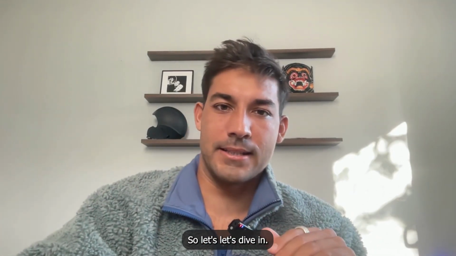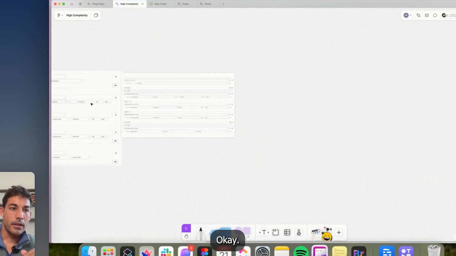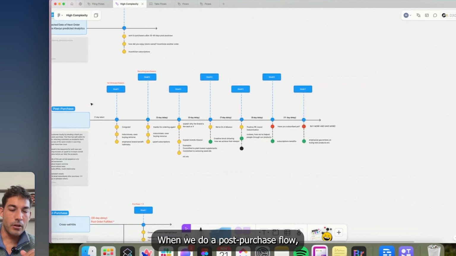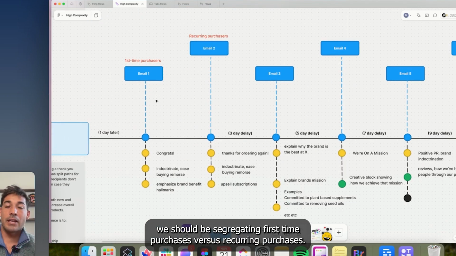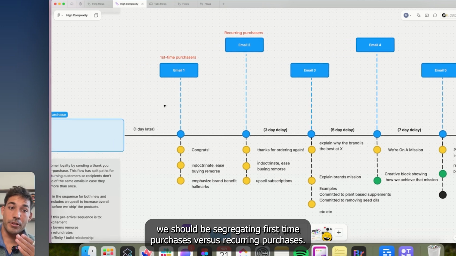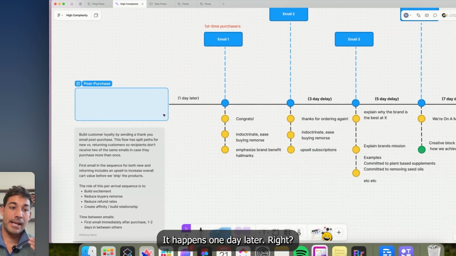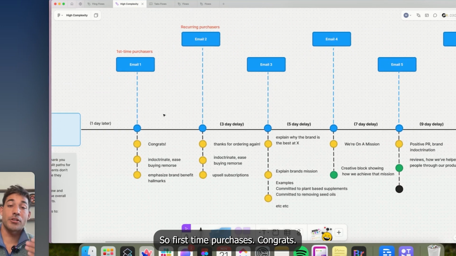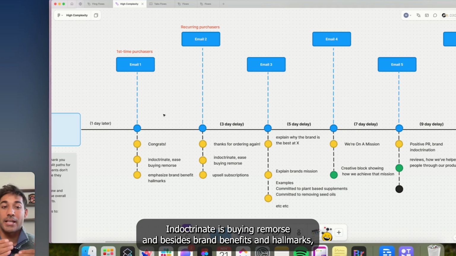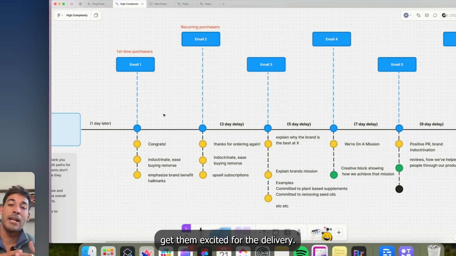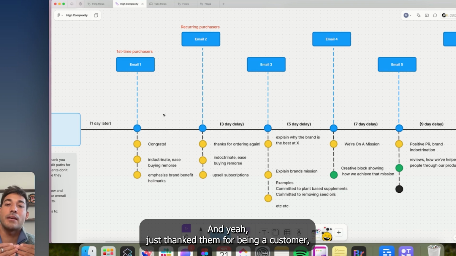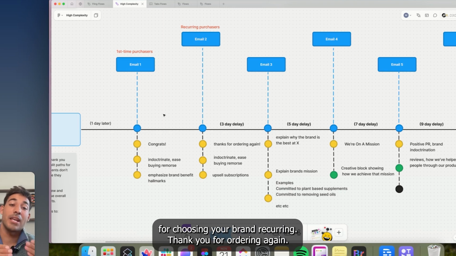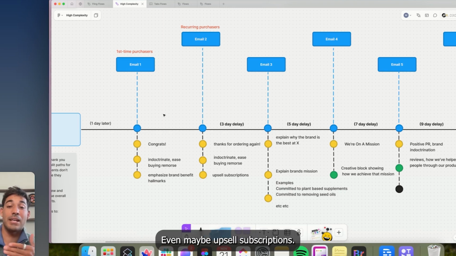So let's dive in. Okay, when we do a post-purchase flow, we should be segregating first-time purchases versus recurring purchases. It happens one day later, right? So first-time purchases, congrats. Indoctrinate, ease buying remorse, emphasize brand benefits and hallmarks, get them excited for the delivery, and yeah, just thank them for being a customer and for choosing your brand. Recurring, thank you for ordering again. Do the same thing, even maybe upsell subscriptions with a quick subscription block.